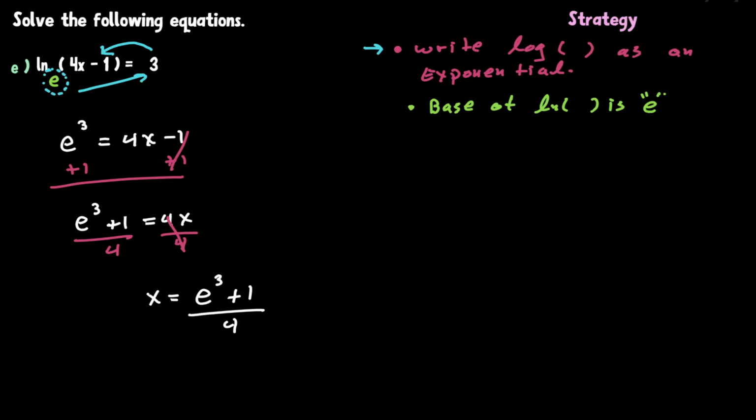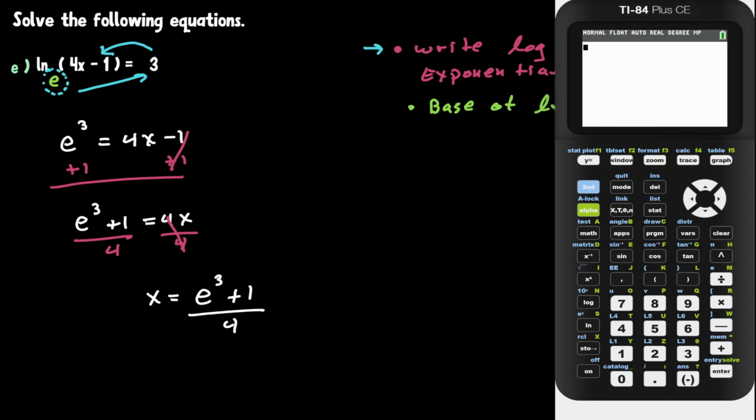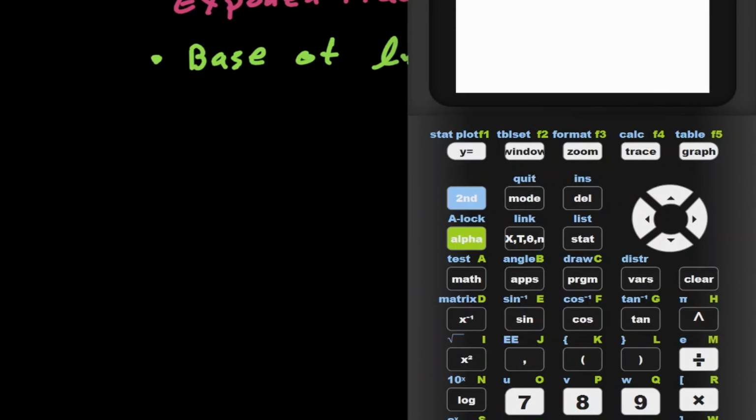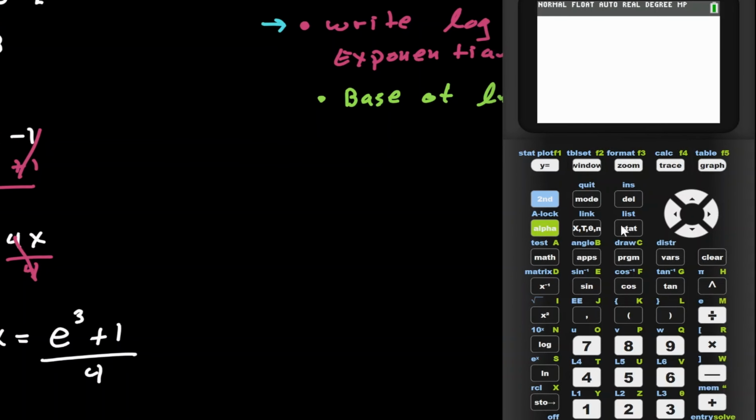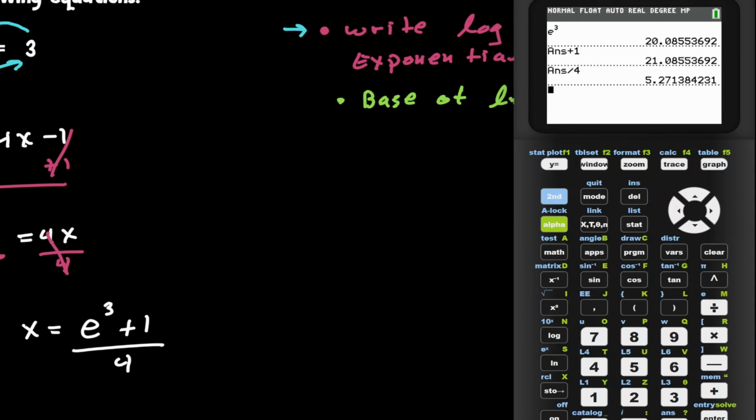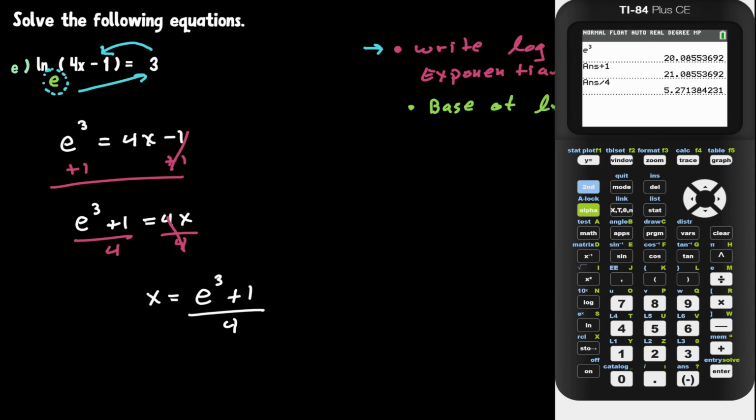And now let's use our calculator to find this value. To access the Euler number in our calculator, notice that it's here in blue. So what we will do, we're going to press second and then the Euler number. And to that, let's raise it to the third. That is going to give us a value of approximately 20. Let's add 1 to it. That is the value of my numerator. Now let's divide that by 4. And we get our solution, 5.27.